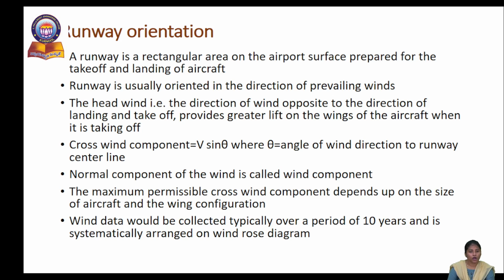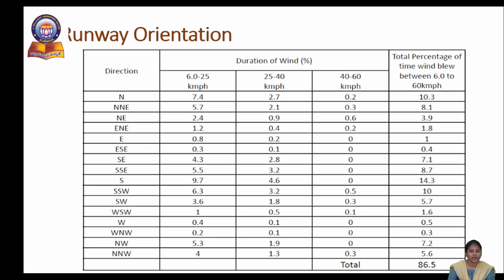The crosswind component we call V sin theta, where theta is the angle of wind direction to the runway center line. The normal component of the wind is called the crosswind component. The maximum permissible crosswind component depends upon the size of the aircraft and wing configuration. Wind data is collected typically over a period of 10 years and systematically arranged on a diagram called the windrose diagram, which is used for orientation of the runway.